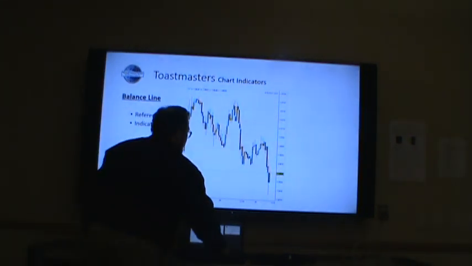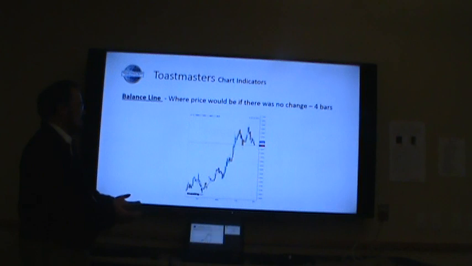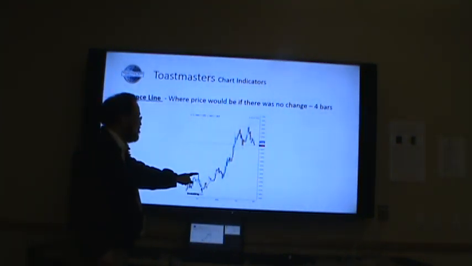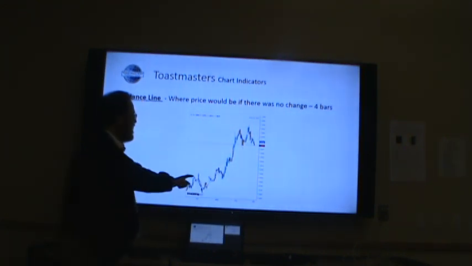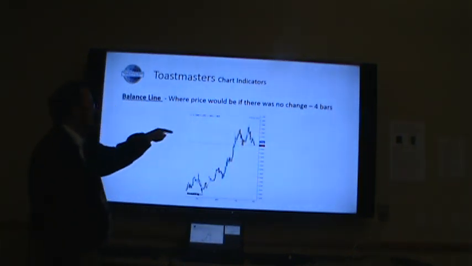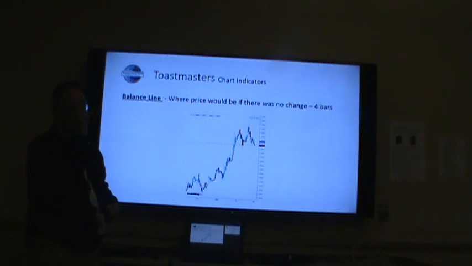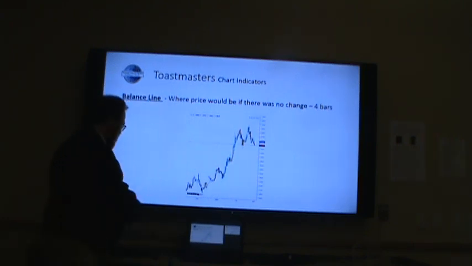So what they did back in the 20s is they came up with something called the balance line. It's an average. What they do is they take the point of open and close, and they divide it, and they plot a point, and then they graph it. So we got a blue line running through here, and that blue line represents 4 bars. So it's an average of the current bar going backwards.